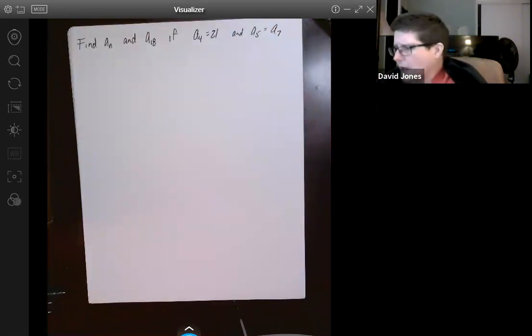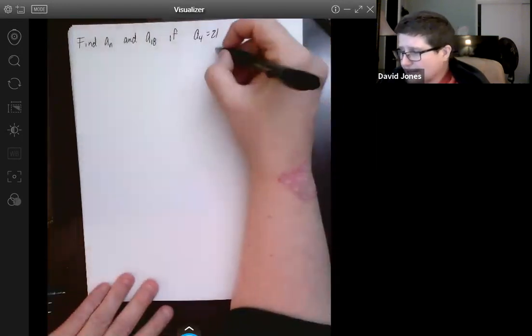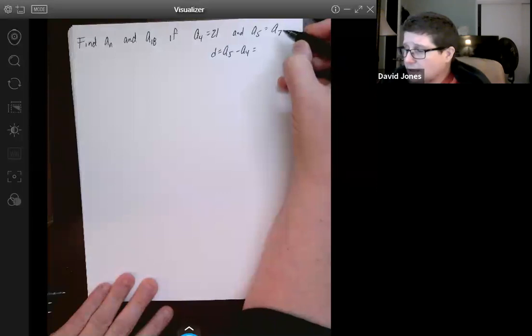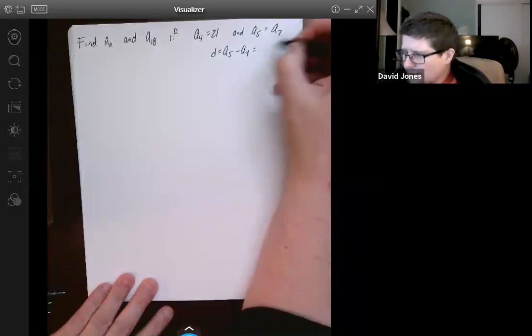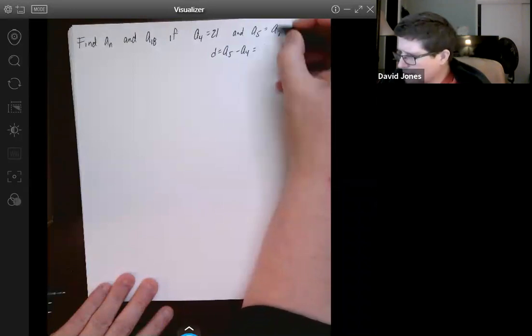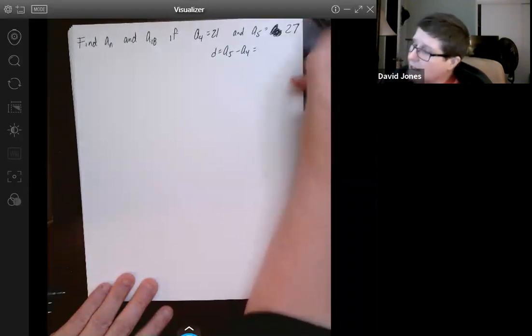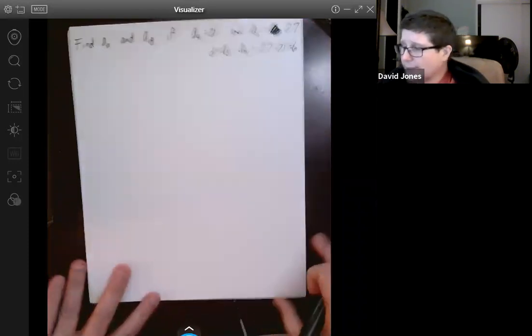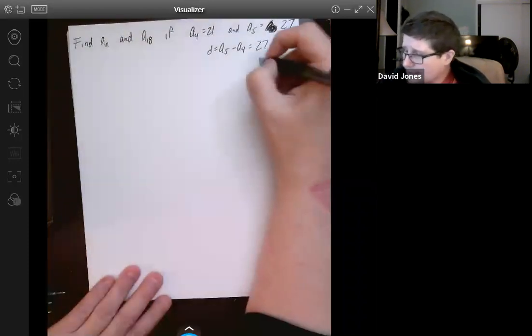Okay. Well, we can find the difference, right? We don't know the first term yet, but we can find the difference. The difference is a sub 5 minus a sub 4. I wrote a sub, what did I write here? I wrote a sub 27 or a sub 7. I want to write 27 there. 27 minus 21 is 6. My bad. So d equals 6.